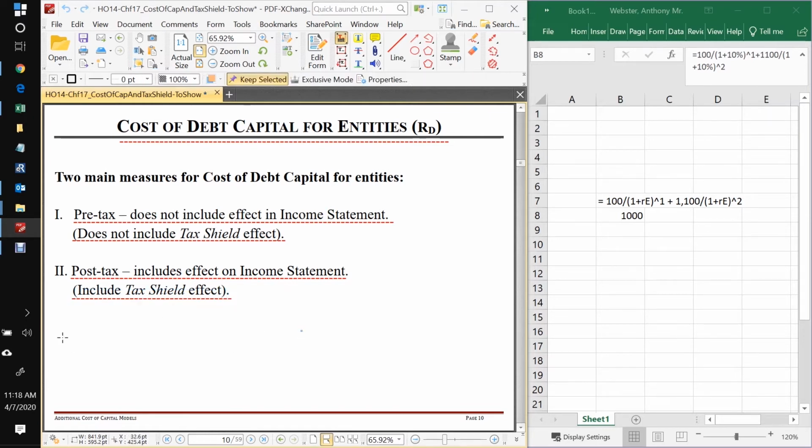So in general, our RD pre-tax is always going to be greater than or equal to our RD post-tax. And that's going to be because of this tax shield effect.